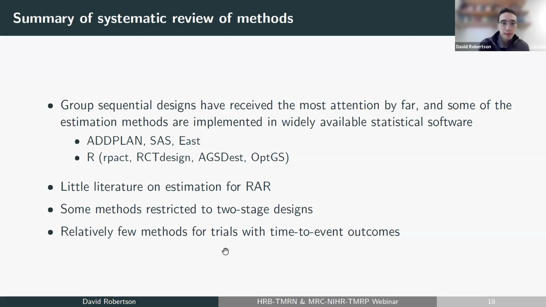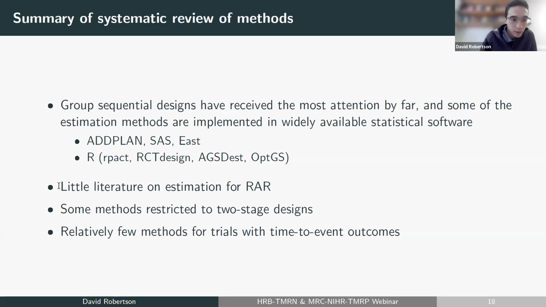Perhaps unsurprisingly, group sequential designs have received the most attention by far, and some of the estimation methods are implemented in widely available statistical software. So there's AdPlan or SAS or East, which are more specialist software, but within R, there are R packages which do implement some of these methods. So you may have come across rpact, but there are other packages like RCTdesign or OptS, which also have these estimation methods built in.